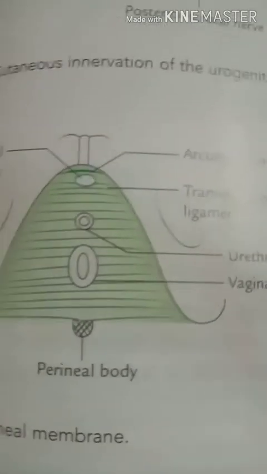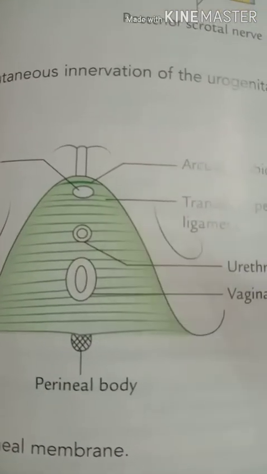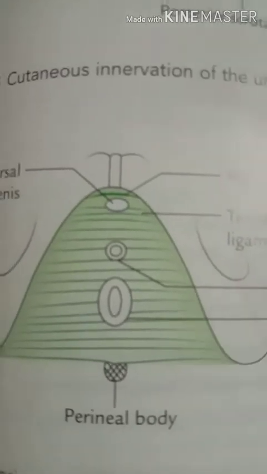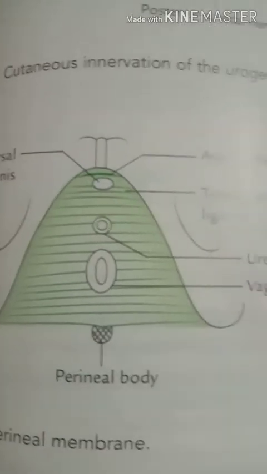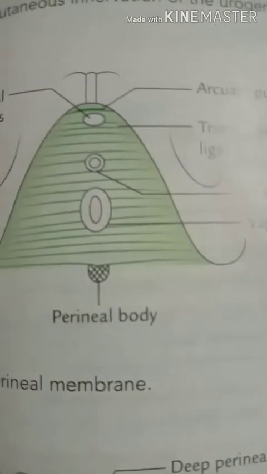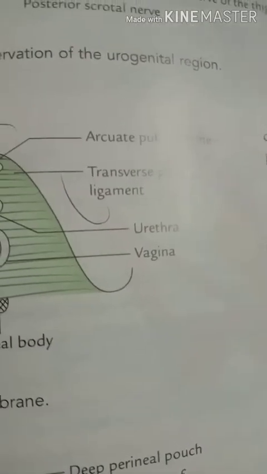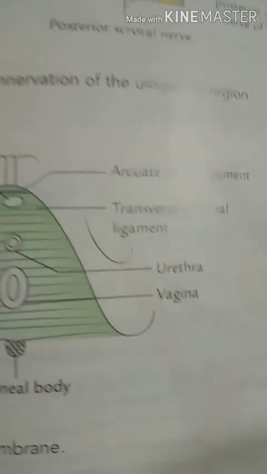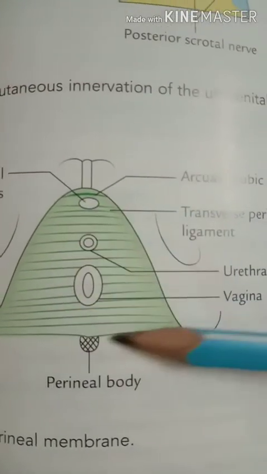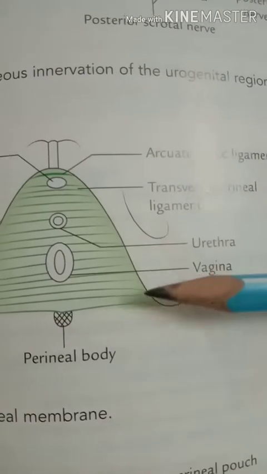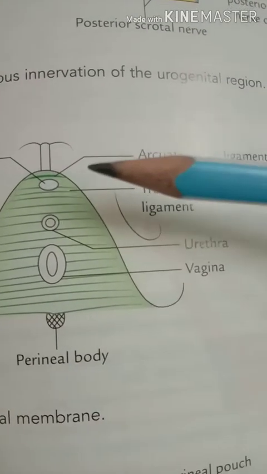Then, after the reflection of the skin, we should observe the superficial and deep perineal pouches. So what is the superficial perineal pouch and what is the deep perineal pouch? A triangular tough fascial sheet is called the perineal membrane. Here in green you can see the perineal membrane, which stretches across the triangle.